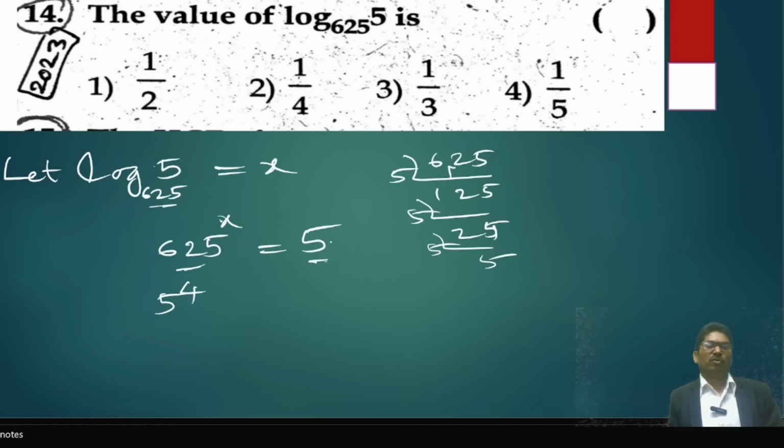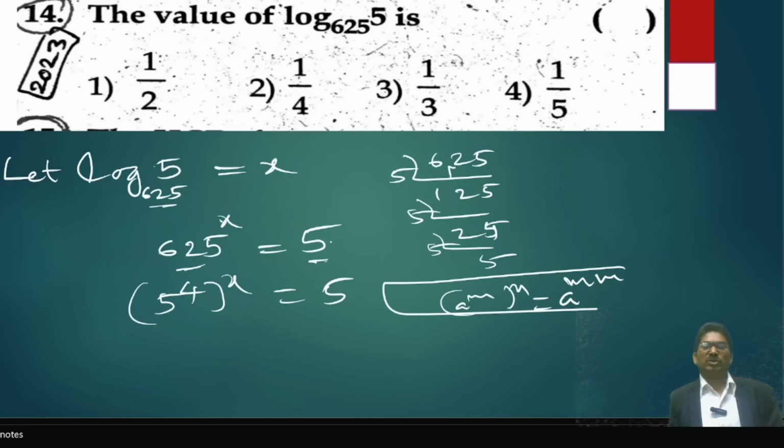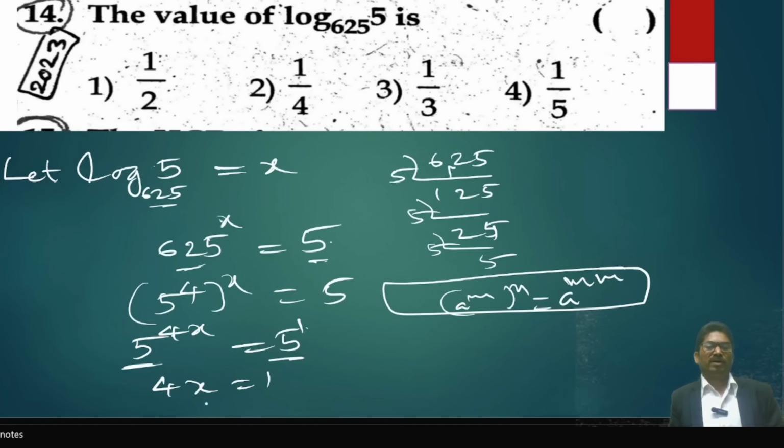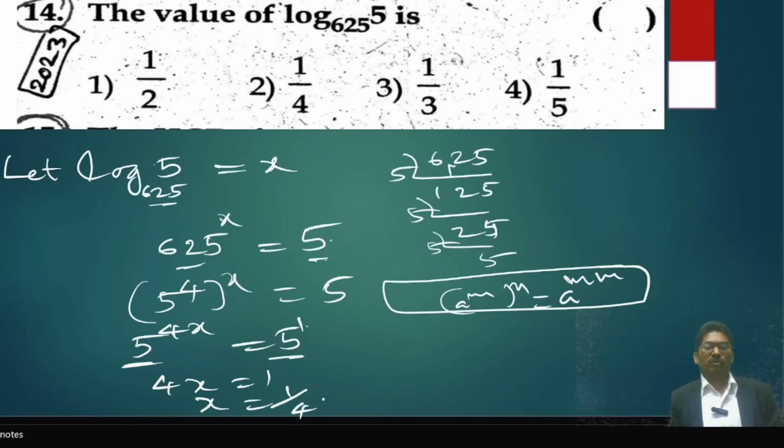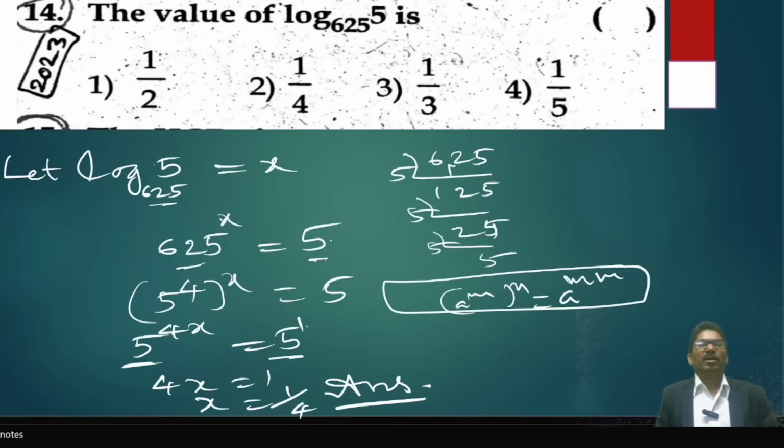So 5 to the power of 4, whole to the power of x, is equal to 5. It is in the form of a power m whole to the power of n, which is a to the power of mn. So this is the formula. Using this formula we can write 5 to the power of 4x is equal to 5 to the power of 1. Here the base is equal, so the powers are also equal. 4x is equal to 1, x is equal to 1 by 4. So 1 by 4 is the answer, option 2.